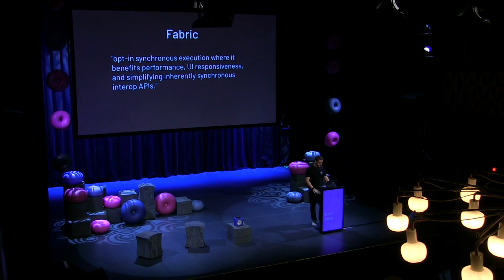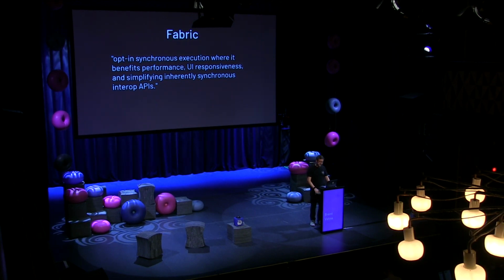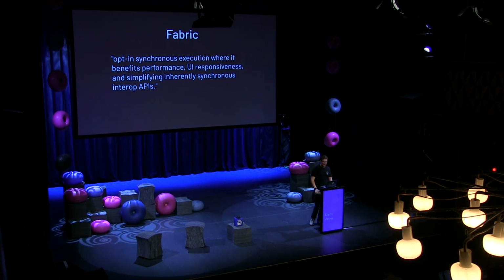So Fabric is this new architecture for React Native, builds upon React Fiber, and provides opt-in synchronous execution where it benefits performance, UI responsiveness, and simplifying inherently synchronous interop APIs. So I think this pretty much covers most of the problems that I mentioned before. Of course, how this actually plays out in practice is hard to say. It's currently not completely available for use. You can try to build it yourself in the open source repo, but you might have a hard time.